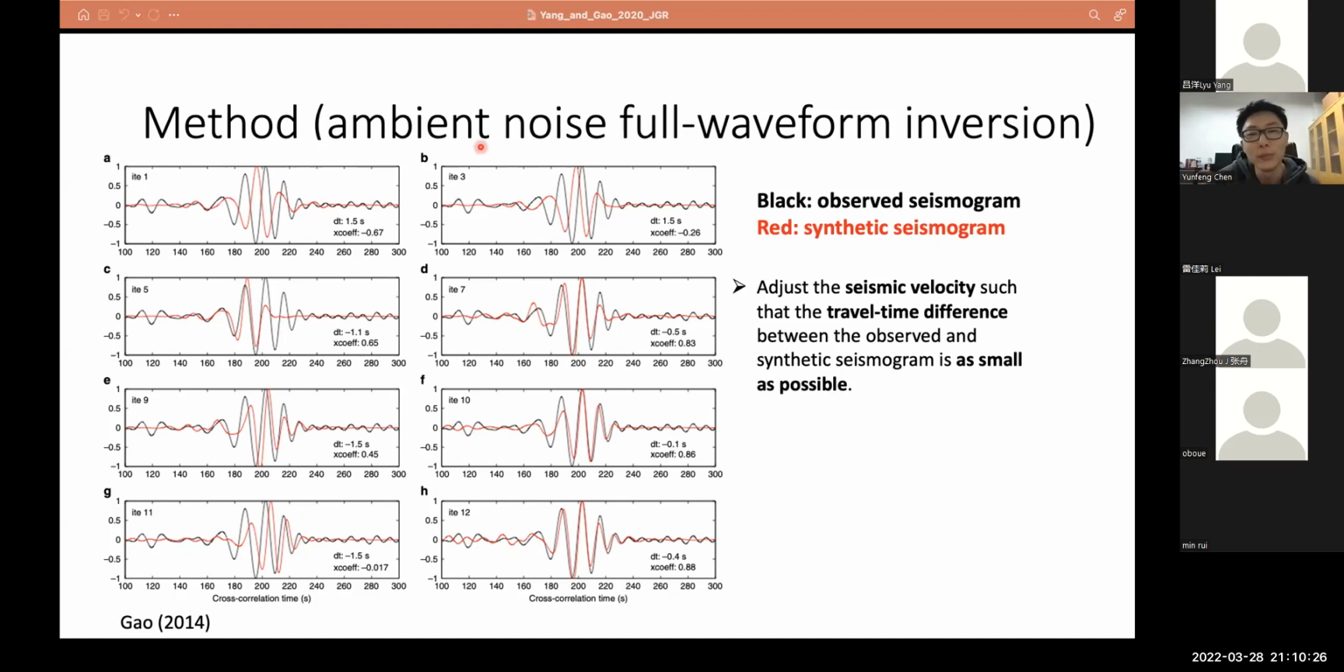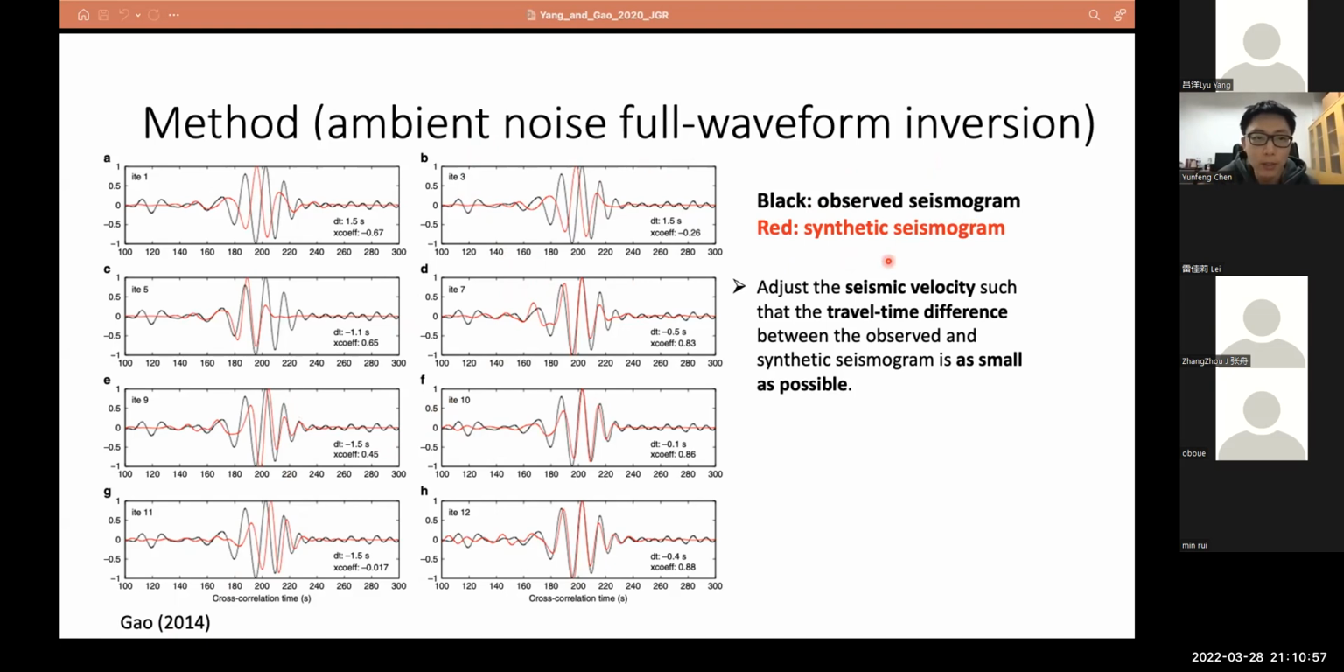This is a quite popular technique in seismic imaging. So about full-waveform inversion. Okay, this is a figure from Haiying Gao, her 2014 Nature Communications paper. So this basically explains what waveform inversion is. Essentially, here the black curve is the observed seismogram, okay? And the red curve is the synthetic seismogram.